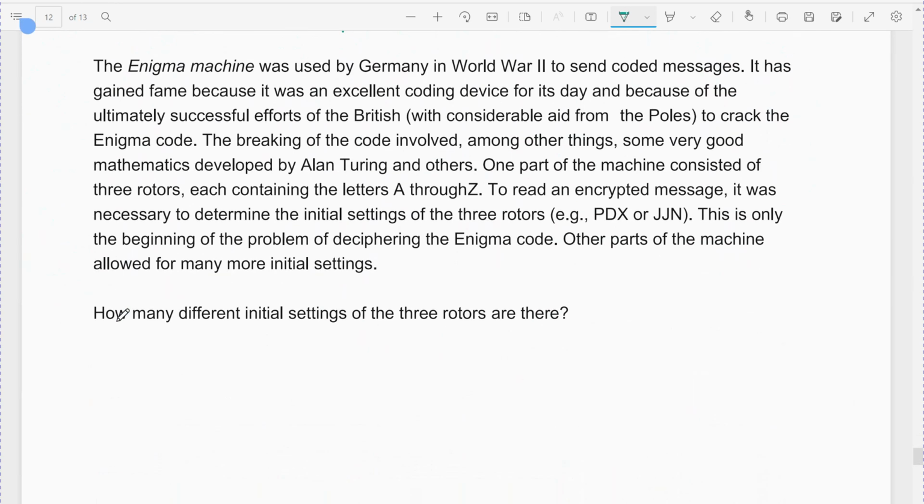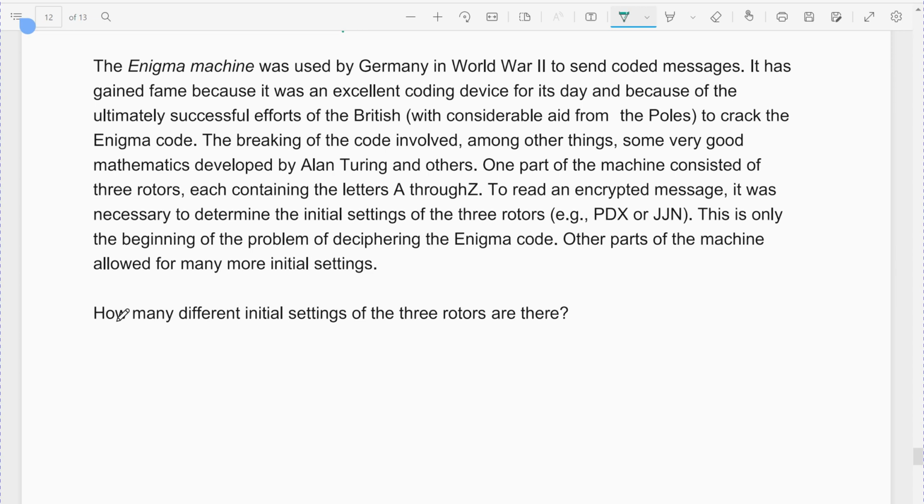Alright, so back in World War II, there was coding, right? Coding was important in order to send messages carefully so that the enemy doesn't get your message. So there was this machine that sent coded messages, because it did an excellent job of coding and decoding. So breaking a code involved mathematics. Alright, you can read that. This was actually a problem I took from WebAssign.